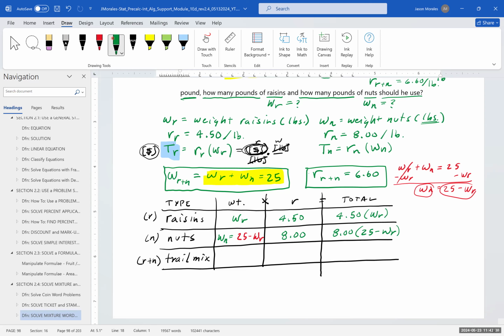Now for the trail mix, we want to end up with 25 pounds. Okay, we got that from up here. So the weight of the trail mix is 25. And we want the trail mix to cost a certain amount. That was up here above. So the rate for the trail mix is $6.60 a pound. So the total cost for the trail mix that we want is going to be $6.60 times 25.